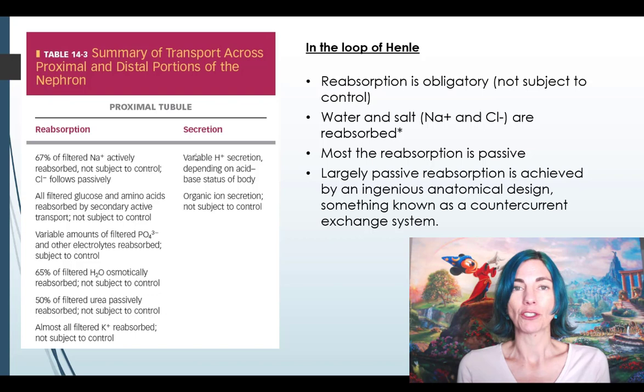I have an asterisk there because the place that water is reabsorbed is in a different section than where sodium and chloride is reabsorbed. So we're going to see that there's actually a division of duties. In one part of the loop of Henle, you're going to only reabsorb water. And then in the other part, you're only going to reabsorb sodium and chloride, which is a little different than how we did it in the proximal tubule, where it all kind of happened in the same spot. So why would you do a division like that?